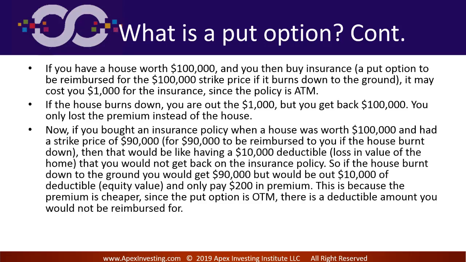Now, if you bought an insurance policy when the house was $100,000, and you had a strike price of $90,000, for $90,000 being reimbursed to you if the house burnt down, then that would be like having a $10,000 deductible. Okay, so buying it out of the money would be sort of like having a little deductible. So if the house burned down to the ground, you'd get $90,000 back, but you'd be out $10,000 of deductible, equity or intrinsic value. But you only pay $200 on the premium because the premium's cheaper, because the put option was out of the money.